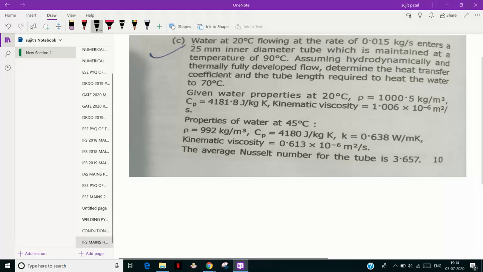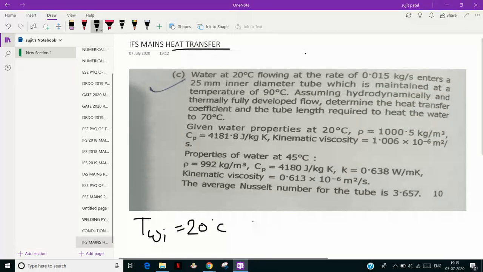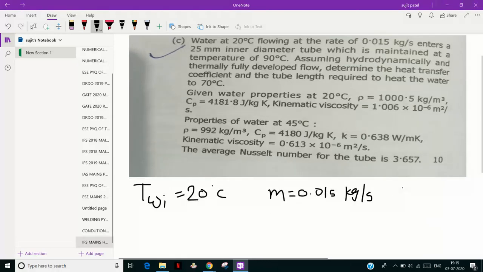So the data is: water at 20 degrees Celsius flowing at a rate of 0.015 kg per second. That means the temperature of water at inlet is 20 degrees Celsius. Mass flow rate of the water is 0.015 kg per second, and it enters a 25 mm inner diameter tube.